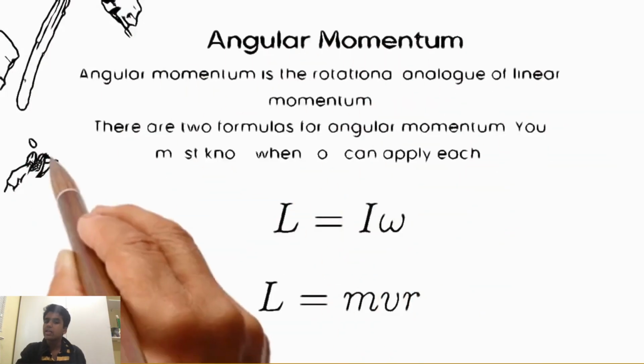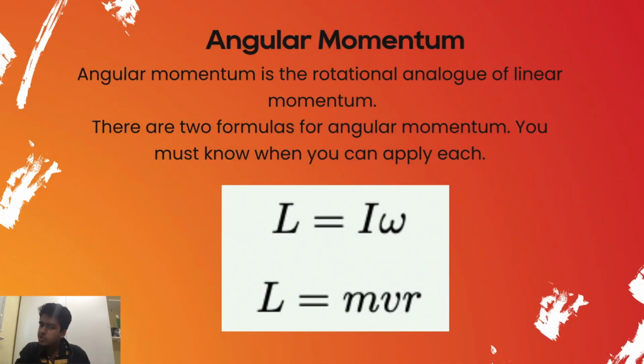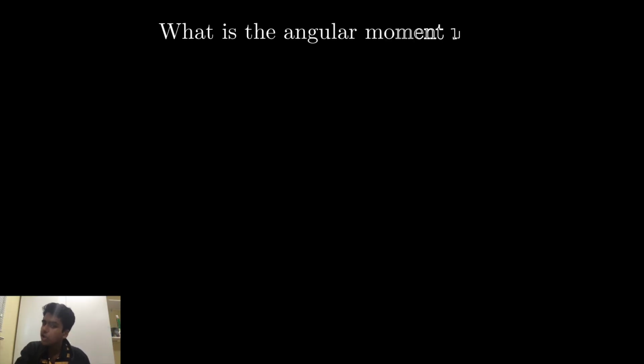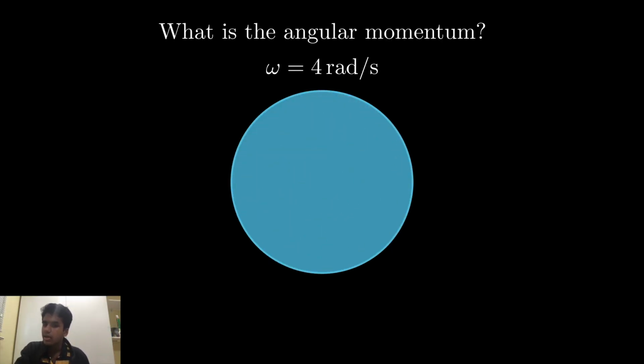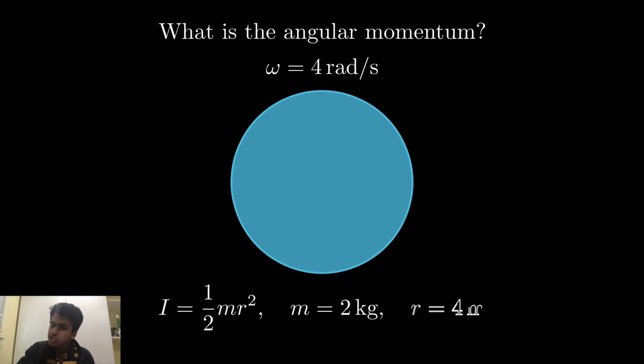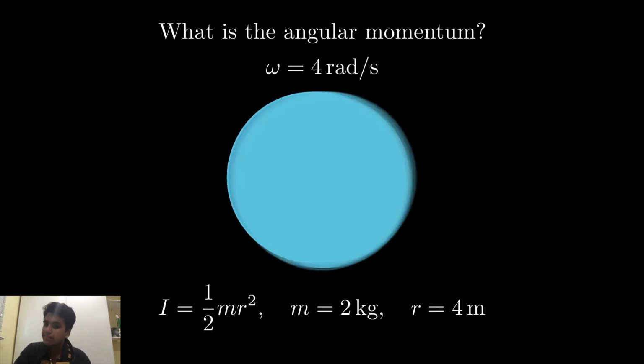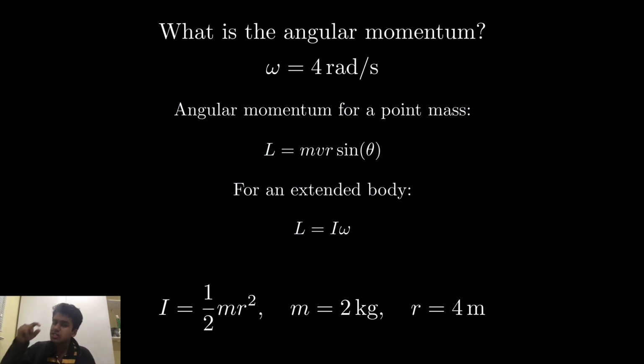So what is angular momentum? Well, I'm going to be showing examples. There's this circle, and it's moving with an angular velocity of 4 radians per second. And the rotational inertia of this is 1/2 mr squared, where the mass is 2 kilograms and the radius is 4 meters. So now, in general, there are two formulas for angular momentum. One is mvr times sine theta. That's used for a point mass. And then there's one for an extended body, which is just the rotational inertia times omega.